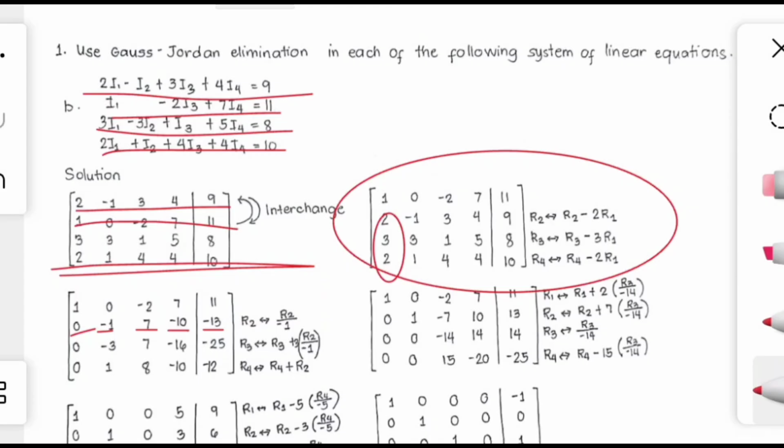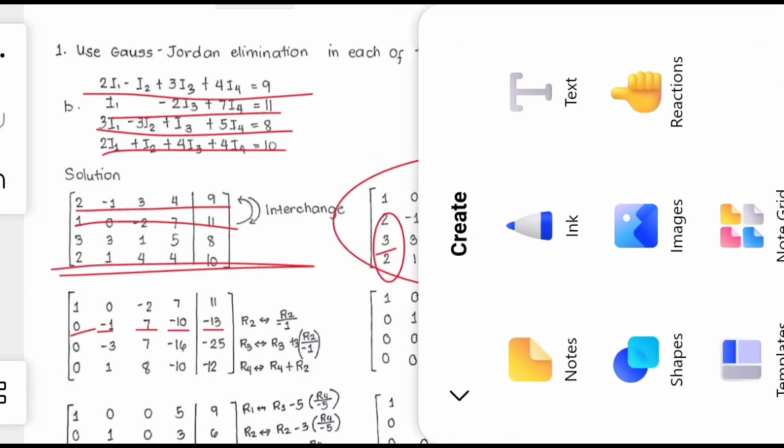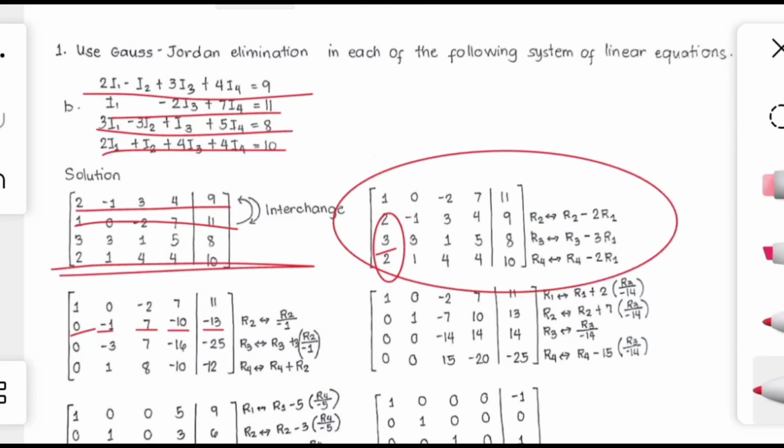As for row 3, we will also subtract R3 minus 3 R1, since we want to establish 3 to be 0 in column 1, row 3. So 3 minus 3 times 1 is equal to 0, we have here. And then 3 minus 3 times 0 is equal to 3 here. And then 1 minus 3 times -2, we have 7. And it also follows for the 5 and 8, so we got -16 and -25.